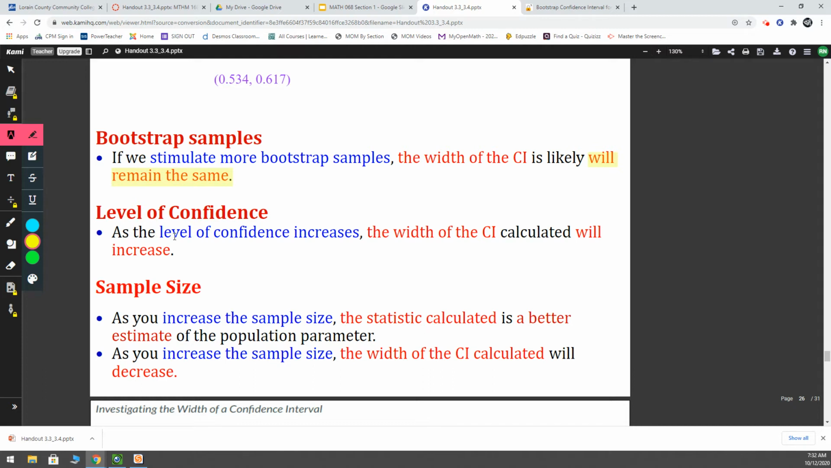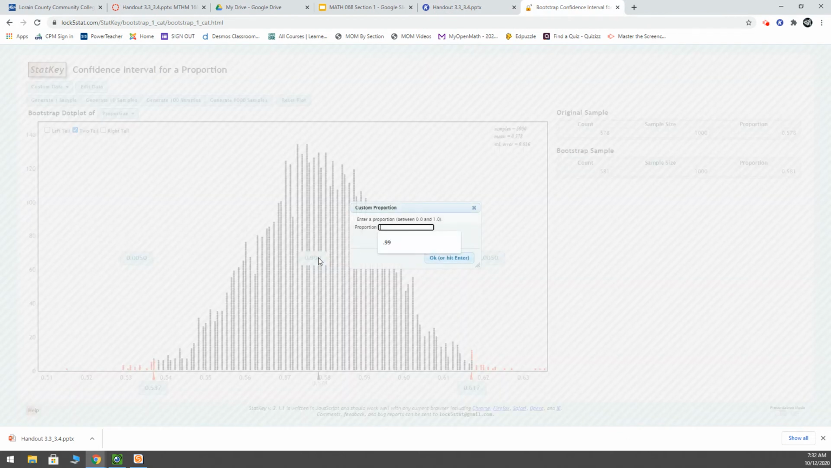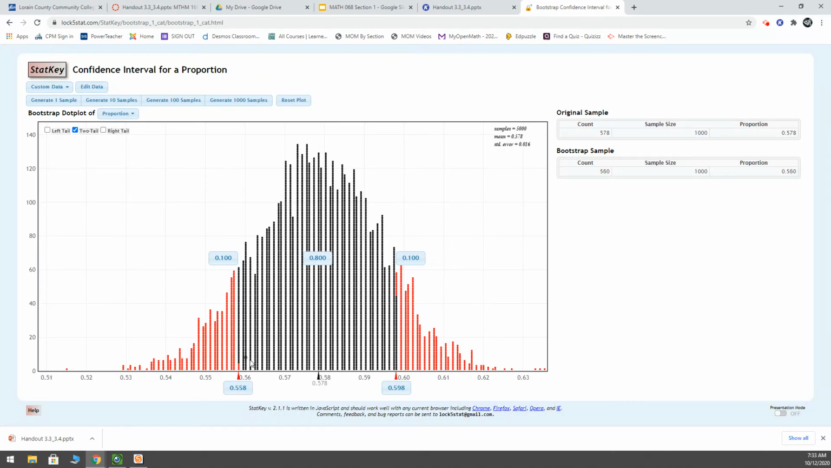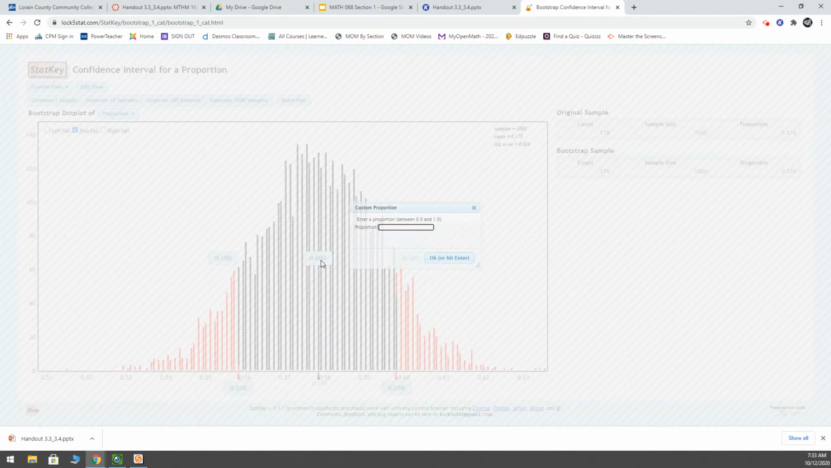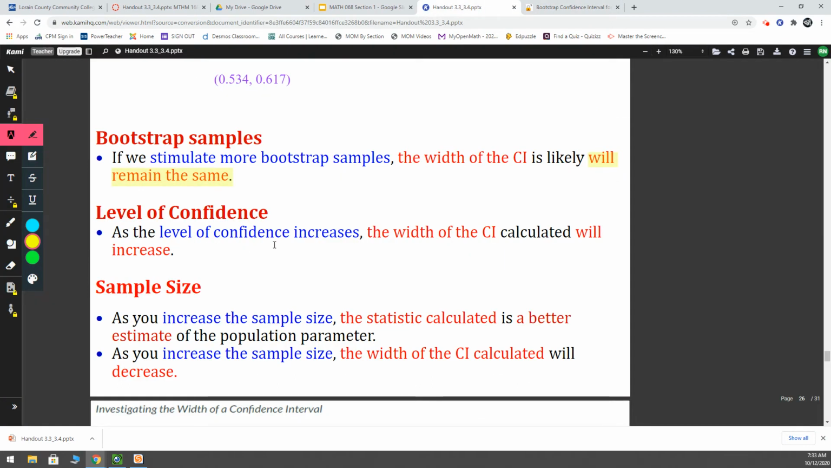Level of confidence. As the level of confidence increases. So now, as I change this from, for instance, 0.80, let's be exaggerated here. If I make it an 80%, look how narrow the black is, but how thick the red got. If I change this to a 99, watch just the opposite happen. The black will become very large or wider, and the red will become narrower. So the question here says, as the level of confidence increases, the width of the CI will increase. Absolutely, I just made that happen.